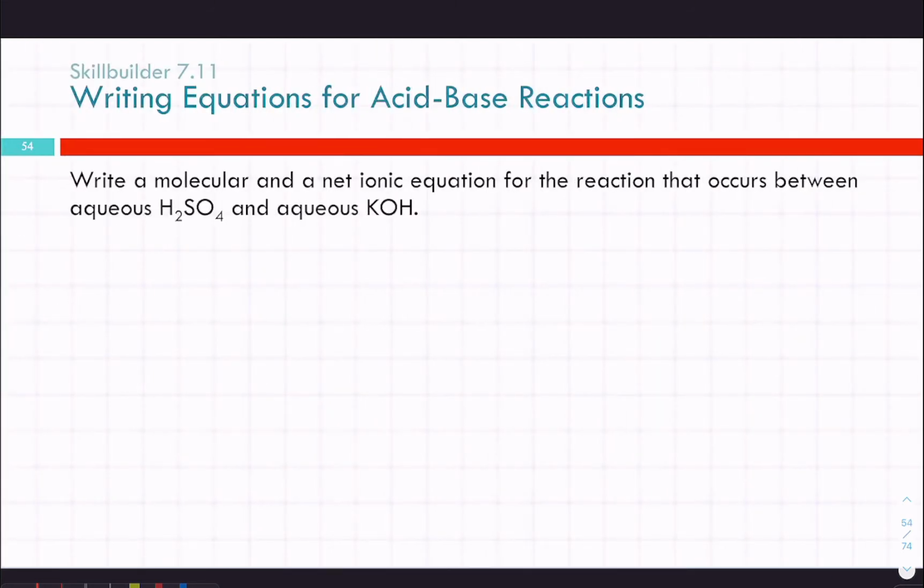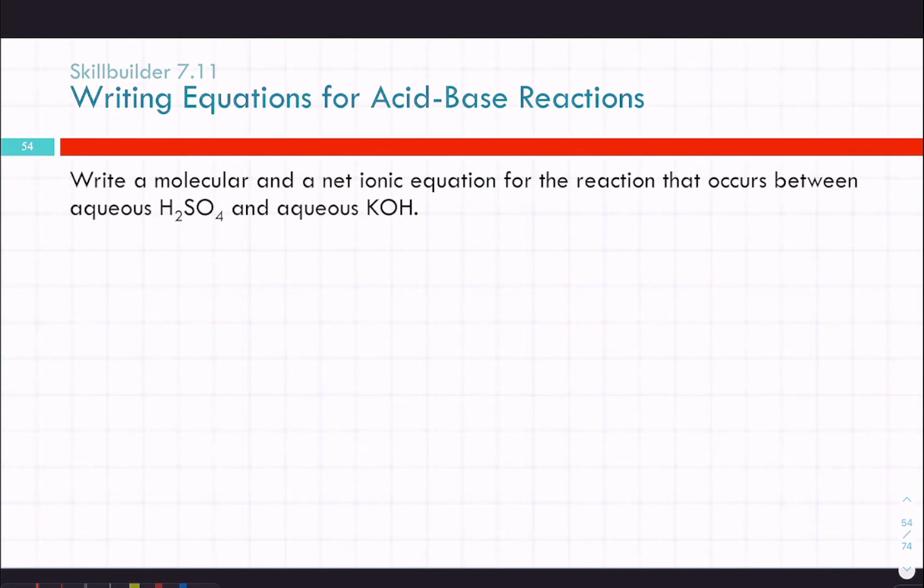All right, so let's write one of these out. This is where we start to get into predicting products. You can do that already with precipitation reactions. Right, we looked at those. You just take the cations, move them over, swap the anions, see if you get a reaction. That's predicting products. This is a very similar process.